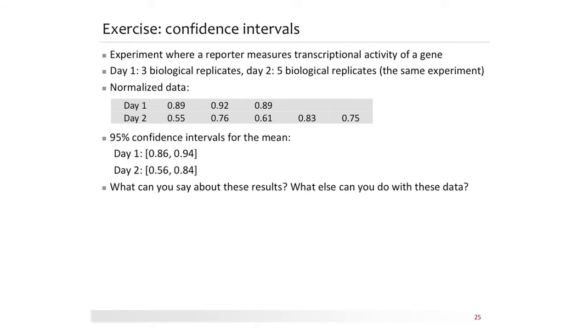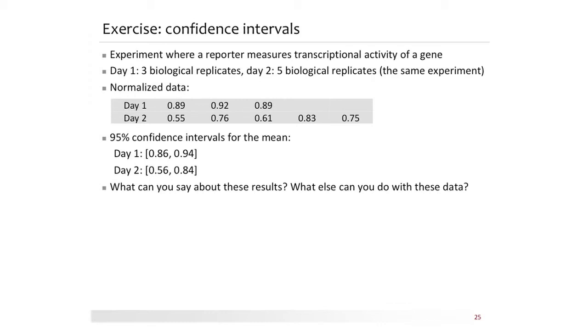They are not overlapping. These two error bars are huge. They are 95% confidence intervals. This is from 0.56 to 0.84. This is from 0.86 to 0.94. They do not overlap. So if you saw data like this from the same experiment repeated the next day, what would you conclude about it as a biologist? Something has changed. Something has changed from day 1 to day 2. Might be easy to identify, might not be.